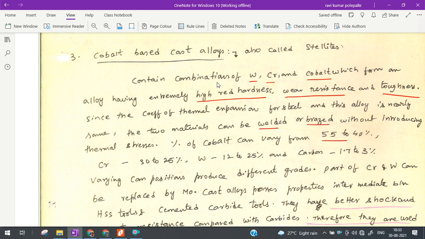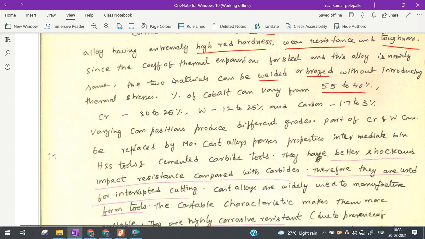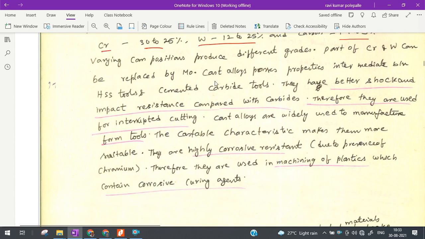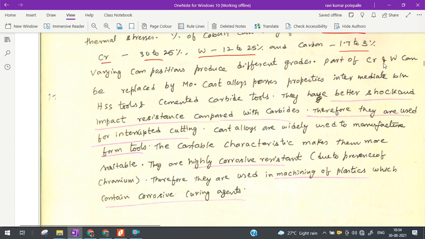Percentage of cobalt can be 55 to 40%, chromium a maximum of 25 or 30%. Likewise, tungsten 12 to 25%, and a small quantity of carbon, that is 1.7 to 3%. Sometimes we can replace this chromium and tungsten by molybdenum. This type of alloys possess intermediate properties, that means in between the HSS and cemented carbide.